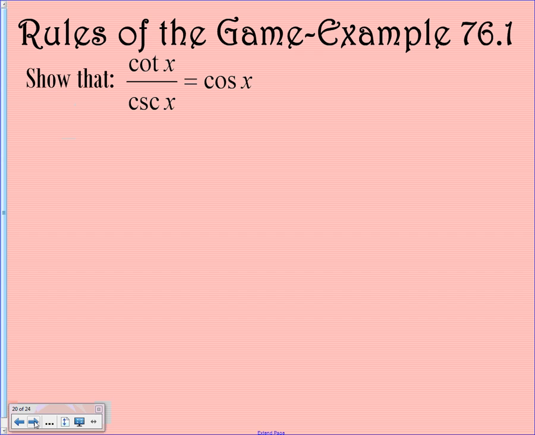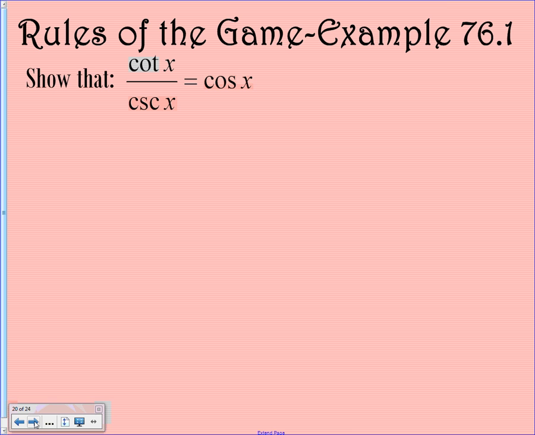So these are show that's. We want to show that cotangent of x over cosecant of x equals cosine of x. On these, I have a very specific way that I want you to do them. In order to do a show that, you need to pick a side, either the left side or the right side. It doesn't matter to me which side you pick, but you've got to pick one. Obviously, on this one, you can't really simplify cosine of x, so you want to pick the left side because that's the one that you can simplify. 97% of the time, you're going to want to pick the left side.